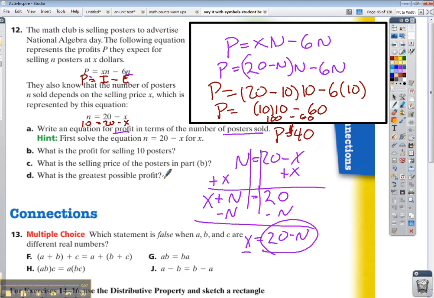What is the greatest possible profit? Well, we know that this is going to be a quadratic, because N times N is N squared. So we need to maximize our profits here.